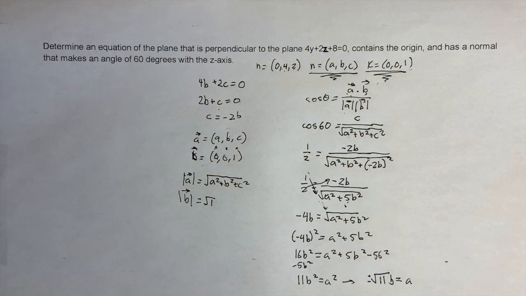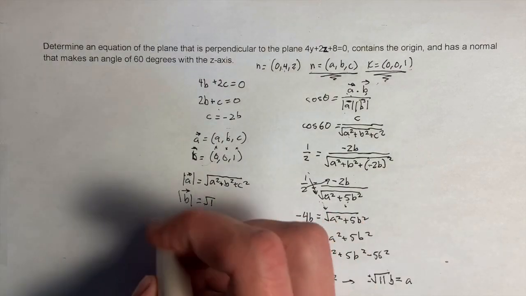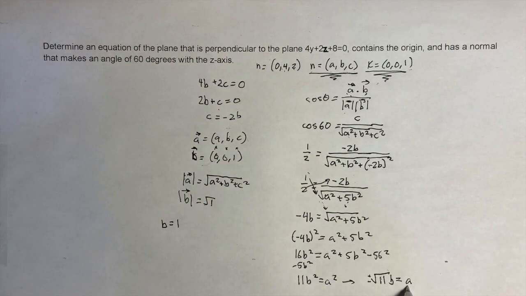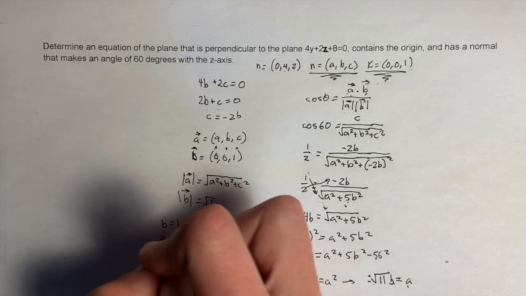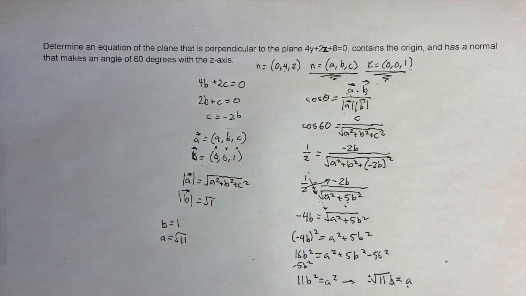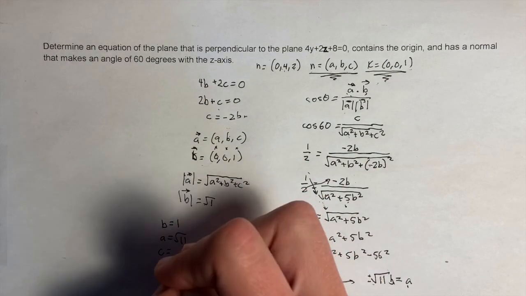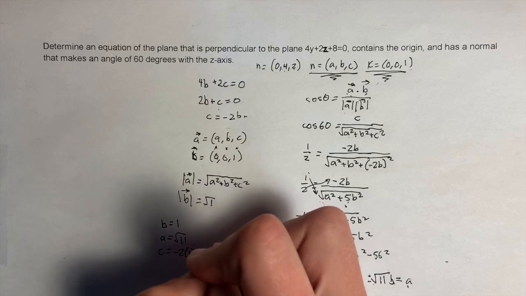Now we're almost done. Now we can just come up with a number for b. In this case, I'll use 1 for b. So I'll write this over here, where b is equal to 1. And because a is equal to square root of 11 times b, where b is 1, a would be square root of 11. And for c, we solve that right here, where we can again plug in 1 for b. So c would be negative 2 times 1, which is negative 2.